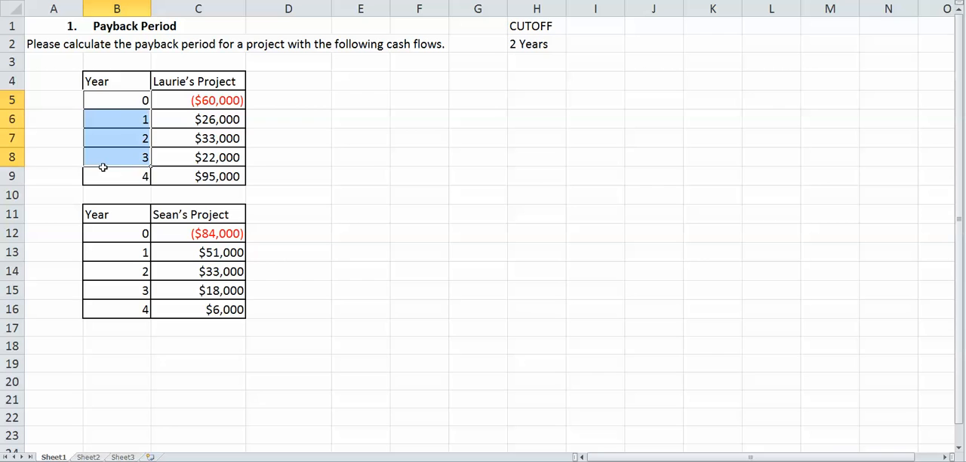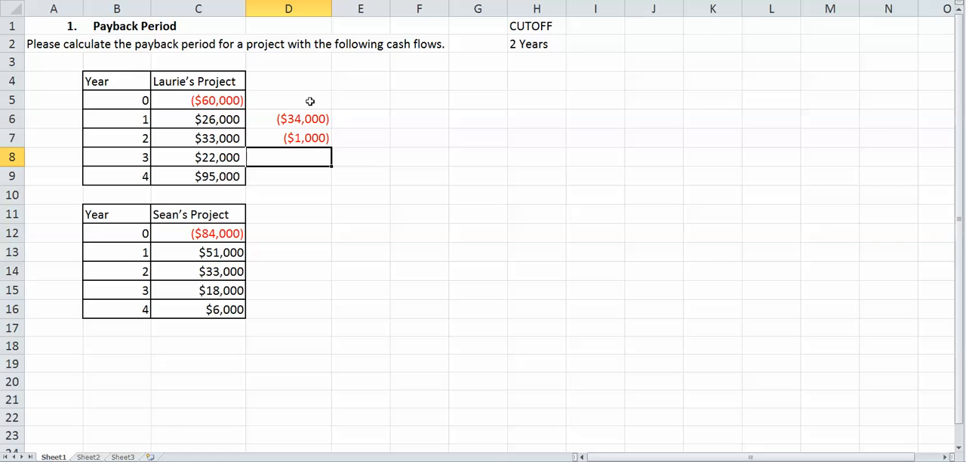And obviously we have cash flows ranging from 1 to 4 for both of these. So it's a four-year project for both. So let's do the analysis. So we're out 60 grand for Lori's, right? But we make $26,000 in year one. So now we're only out $34,000. Well, in year two, we make $33,000. So we're only out $1,000 after 2 years.